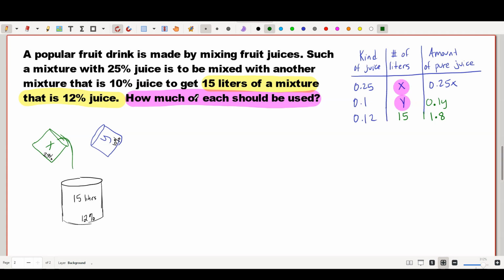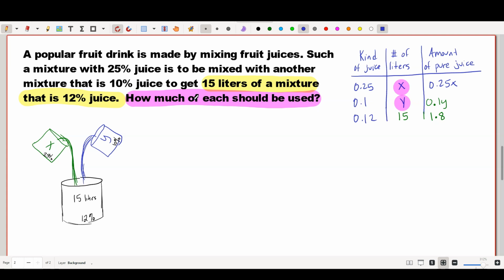So I'm going to dump some of this mixture in, and I'm going to dump some of this second mixture in, and it's going to fill up to the top. And once I fill it up to the top, I want my end result, of course, to be 15 liters. And I want to make sure that I have exactly 12% juice, or 1.8 liters of pure juice in there. So I have to figure out how much of this should I pour in and how much of this should I pour in to make this end result as it should be.